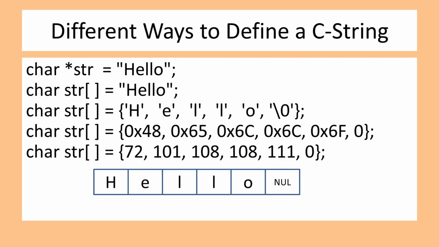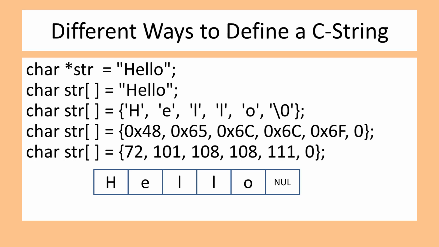Here are some different ways to define a string. Character star str. Well, that one's good too, and that does pretty much the same thing as character str open close square bracket. But now it's the pointer notation instead of array notation. It doesn't matter how you define it. You can use pointer notation or array notation in C and C++ when you start accessing the characters.